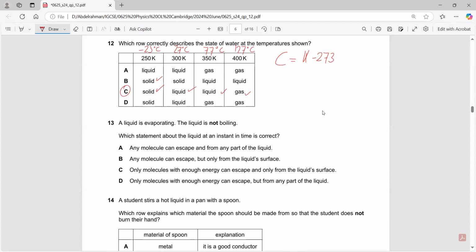The liquid is evaporating, it's not boiling. Which statement about the liquid at an instant in time is correct? If it is evaporating, what happens during the evaporation? Only molecules with enough energy can escape from the surface.